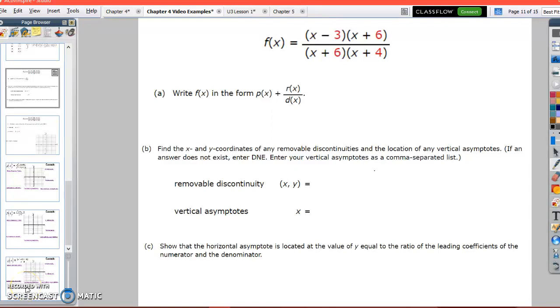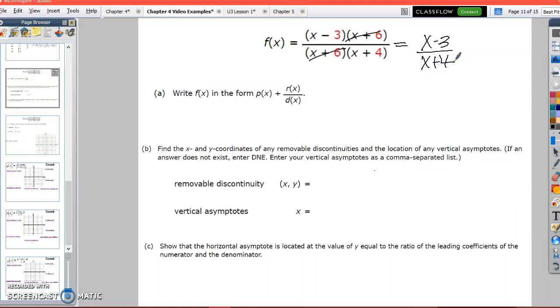This problem is one directly from your homework, where we are asked to identify key features of the rational function f of x, and then after you're done finding the key features, you're going to sketch the graph. I'm going to go ahead and start. Since it's already in factored form, I'm going to rewrite this in simplified form, and I can see that the x plus 6 factors are going to cancel, so we're left with x minus 3 over x plus 4.